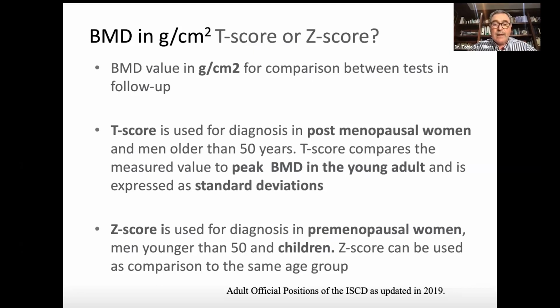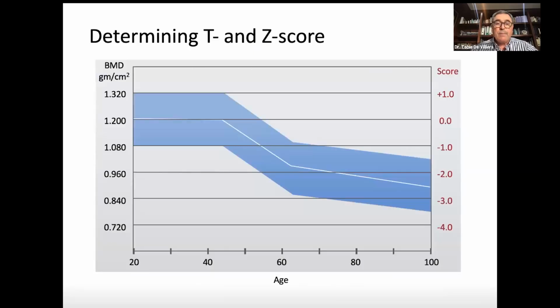The Z-score, on the other hand, is primarily used in premenopausal women and in children, but the Z-score can also be used as a comparison to the same age group. So it's hardly ever used in practice in postmenopausal women. So let's make it easier.